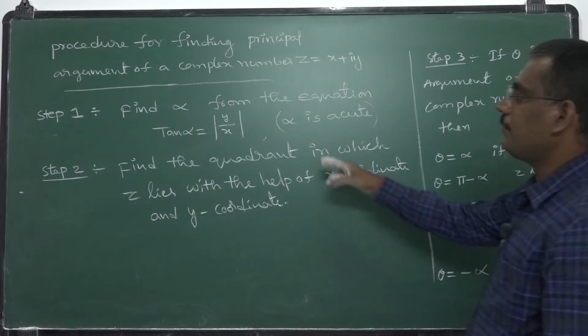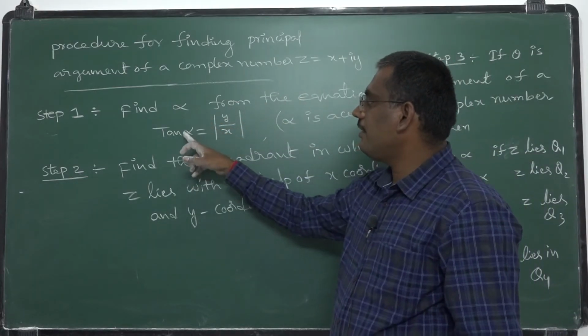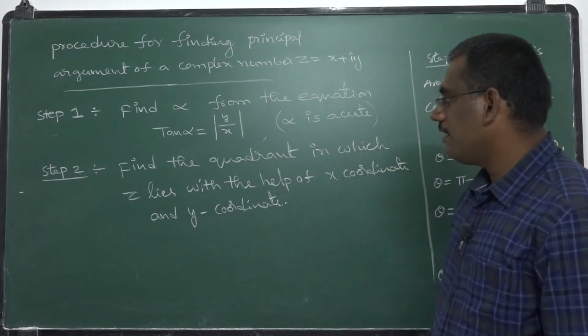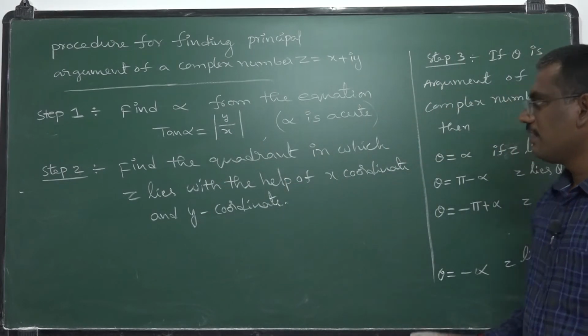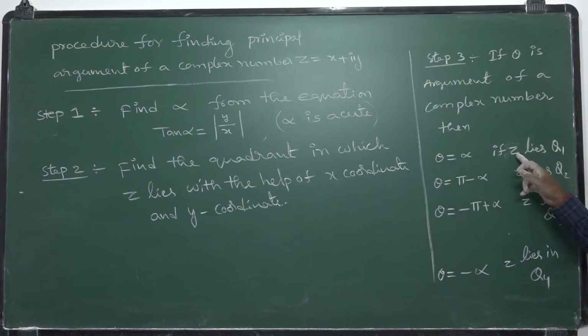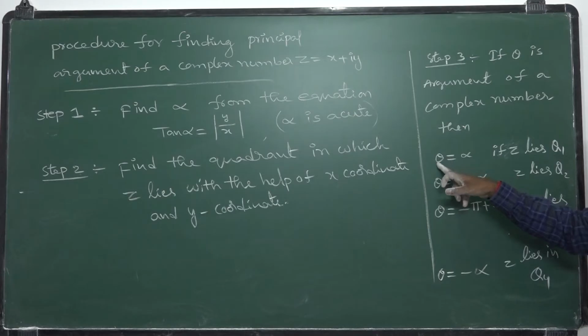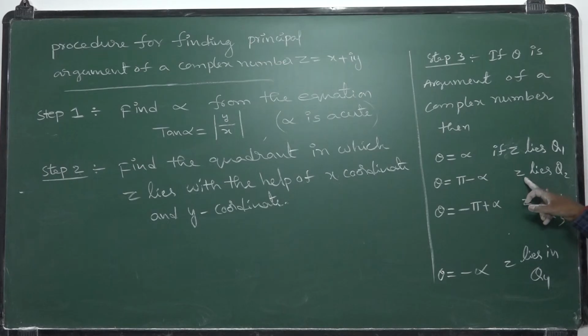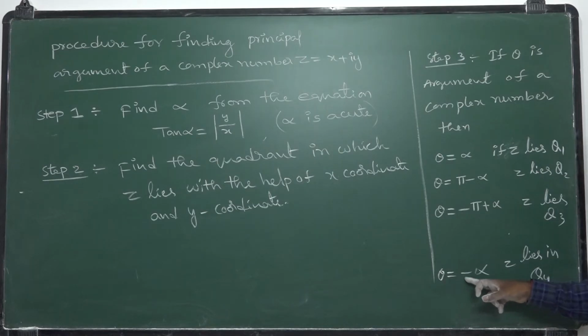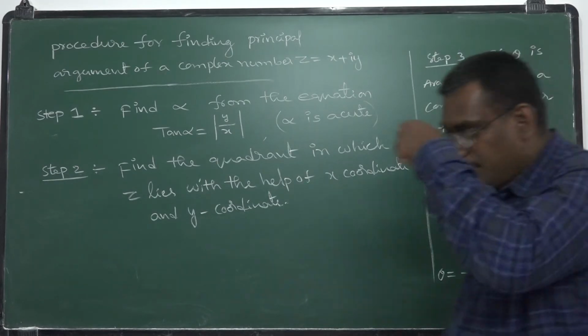So in the first step, we have to find the value of alpha satisfying the equation tan alpha equal to modulus of y by x. Next, find the quadrant in which z lies. And in the third step, if the complex number lies in the first quadrant, then the argument will be equal to alpha. If it lies in the second quadrant, then the argument theta will be equal to 180 minus alpha. If z lies in third quadrant, theta will be equal to minus pi plus alpha. If z lies in fourth quadrant, argument of a complex number equal to minus alpha.